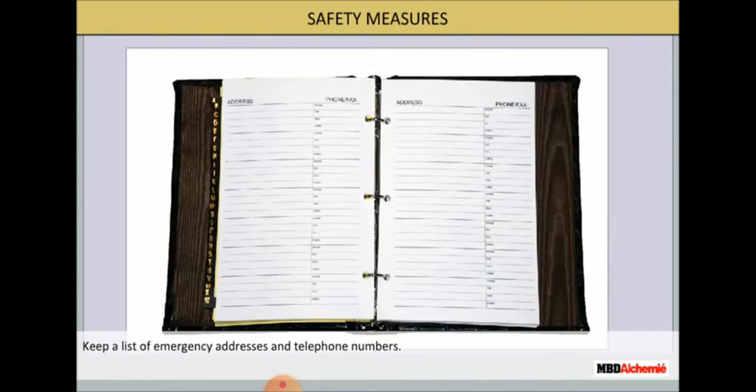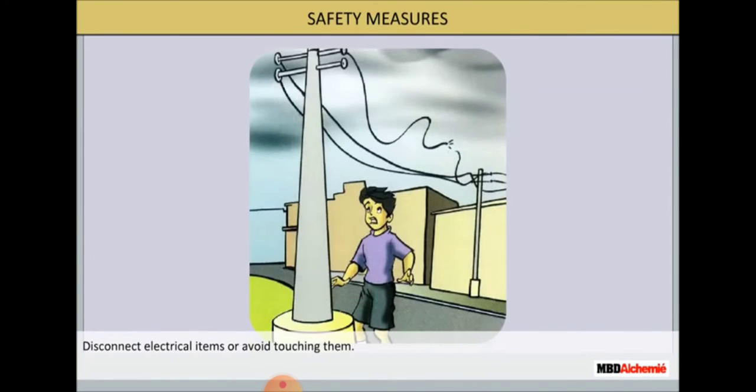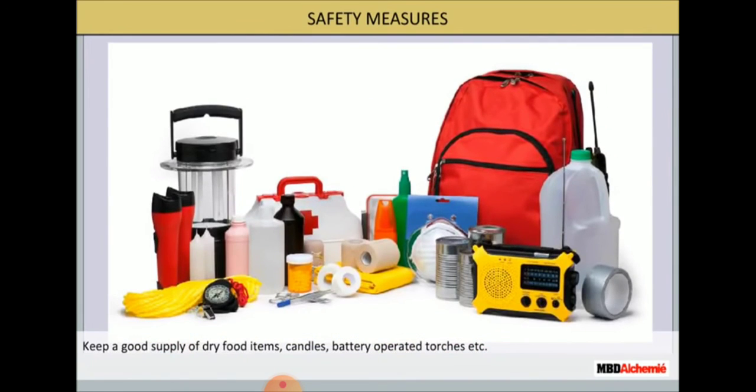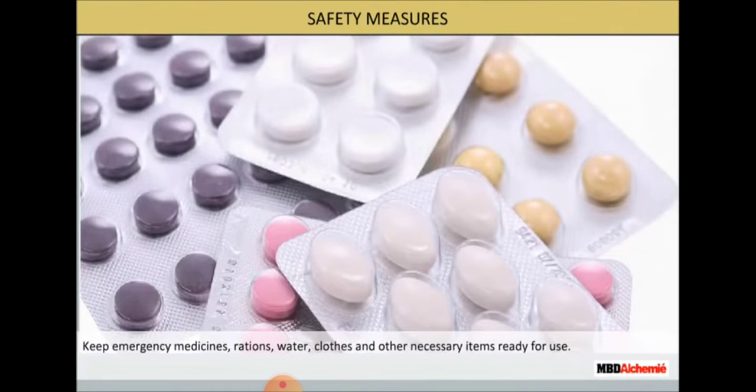Keep a list of emergency addresses and telephone numbers. Disconnect the electrical items or avoid touching them. Stay indoors as far as possible. Keep a good supply of dry food items, candles, battery operated torches, etc. These are the safety measures. Never take shelter under a tree as it can be uprooted by heavy wind or rain. Keep emergency medicines, ration, water, clothes and other necessary items ready for use.